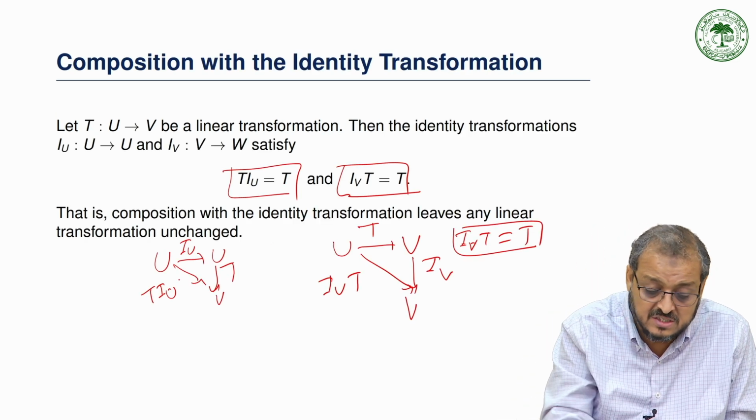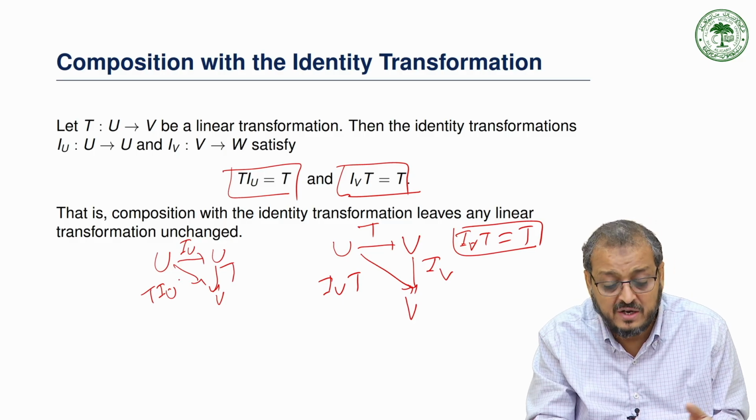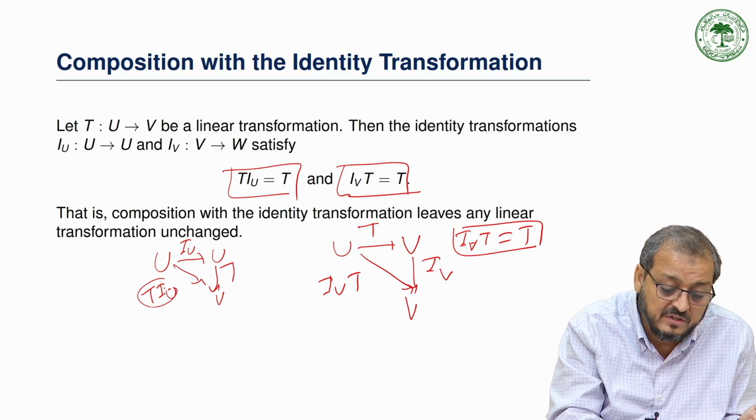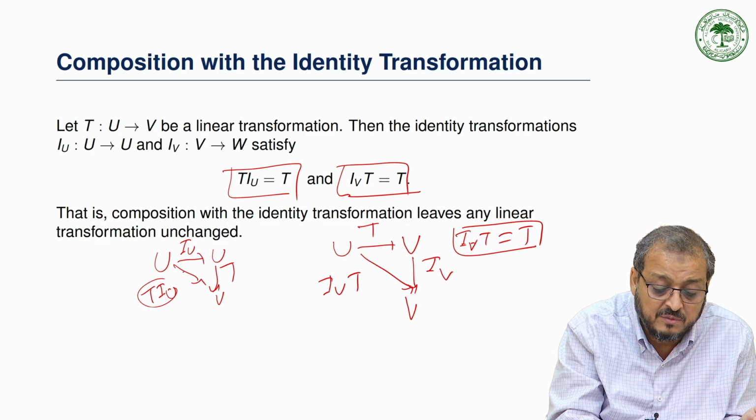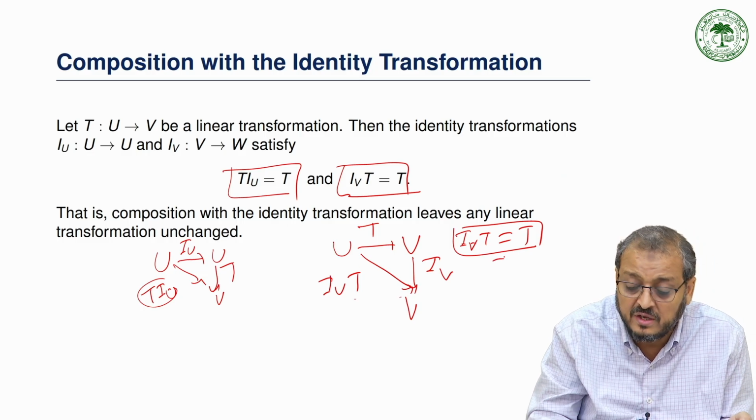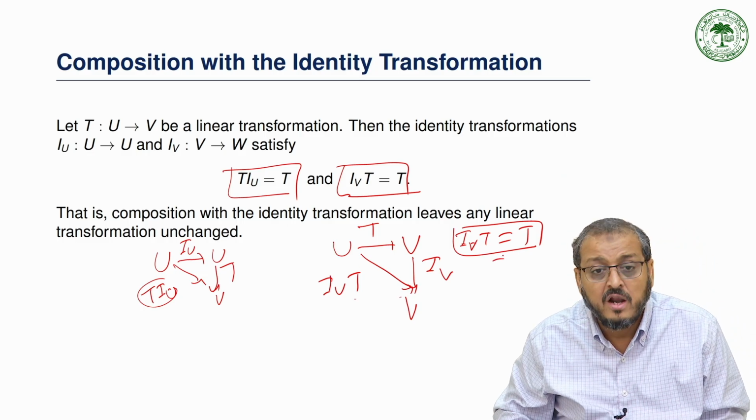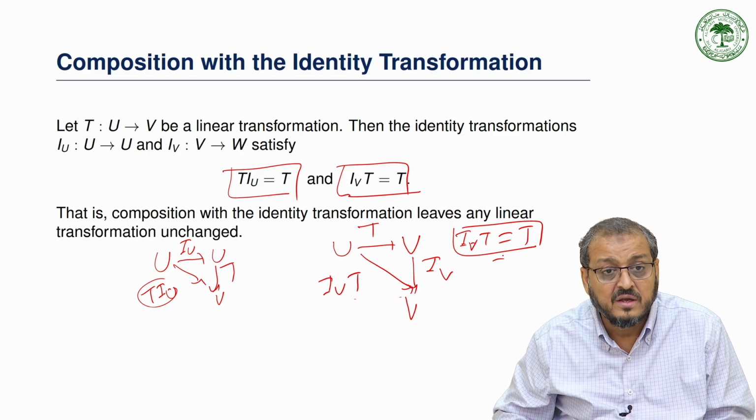So by the figure, this is clearly satisfied. By this, we can say that this map from U to V is nothing but equal to T, and also from U to V, again it is equal to T. Now we have to prove this by using this.